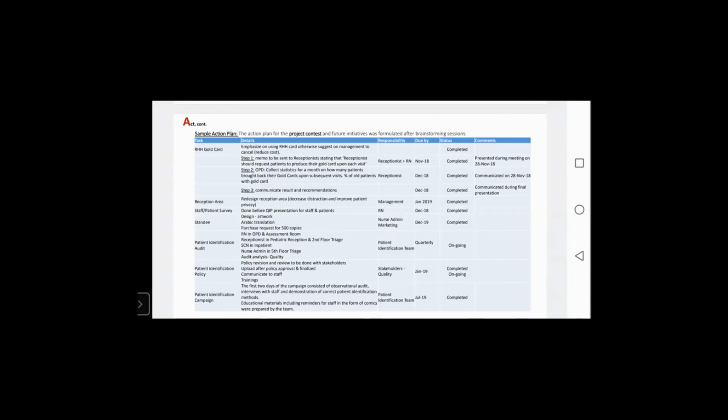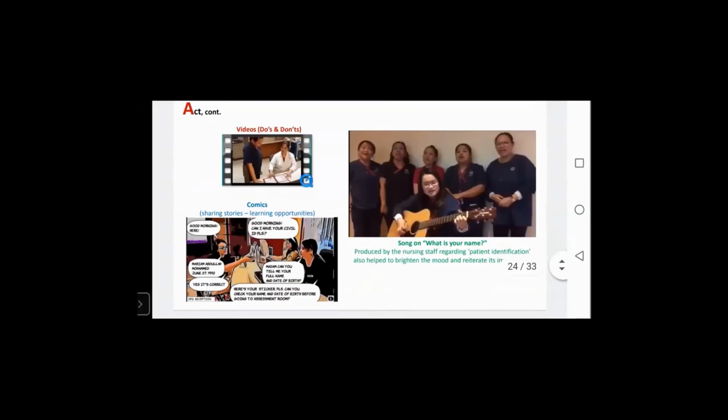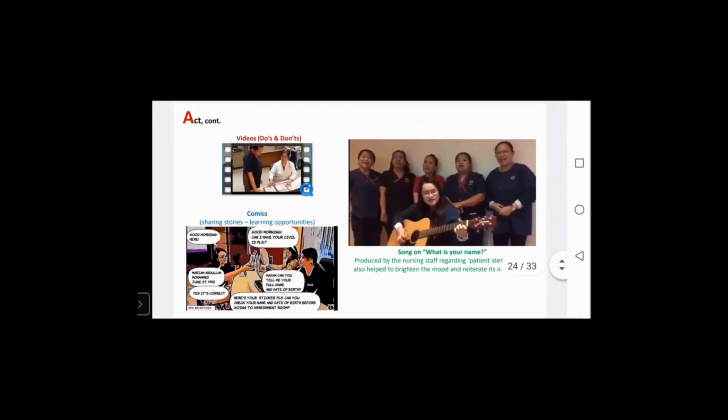Okay, excellent. Some of the remarkable things that the nurses and the receptionists have done: they had videos of do's and don'ts, and they also had comics. It was funny, like the mistakes that they used to make that led to wrong patient identification, as a learning opportunity. They made it as comics, and there is also a team who created a song.